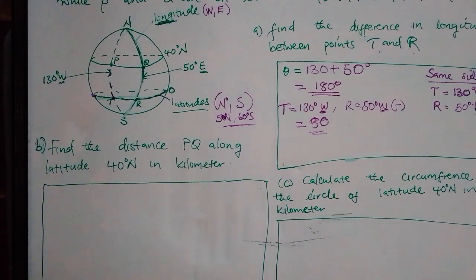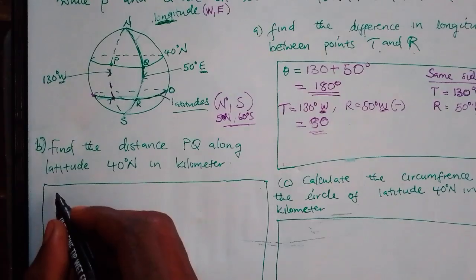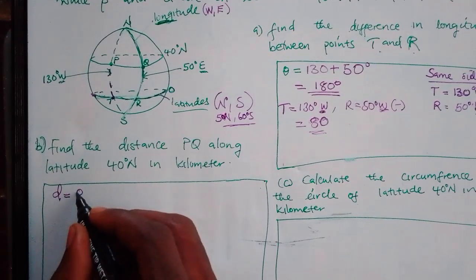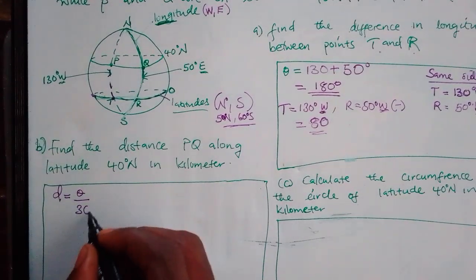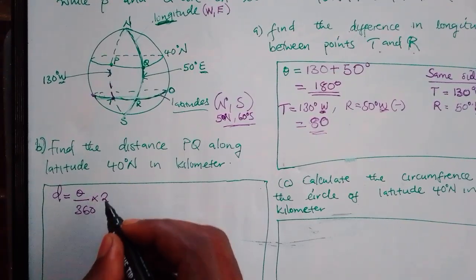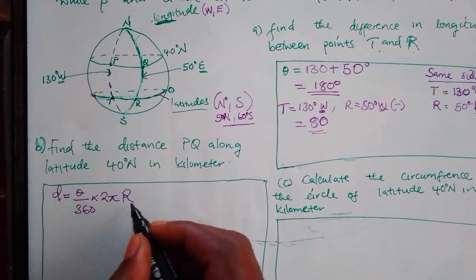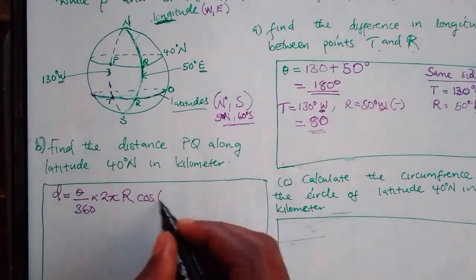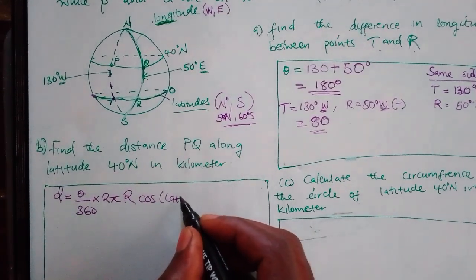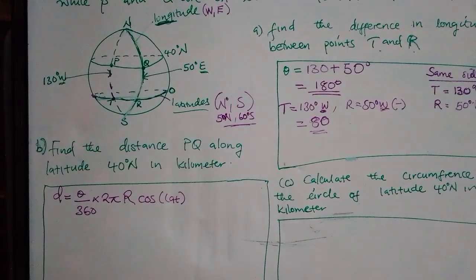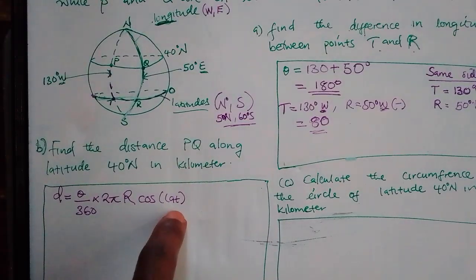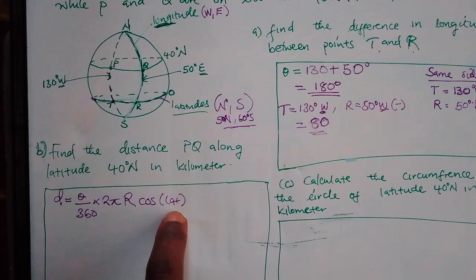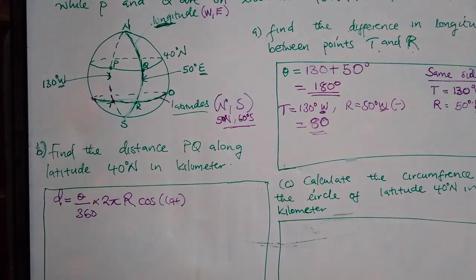The formula for calculating distance along latitude is distance equals theta over 360 multiplied by 2 pi r cos lat. The reason I've put cos lat is because the value we are going to put here is where the two points lie. So whenever you are calculating distance in what?